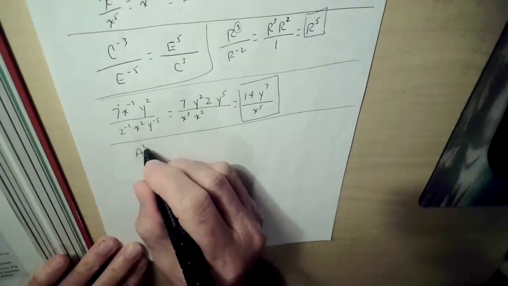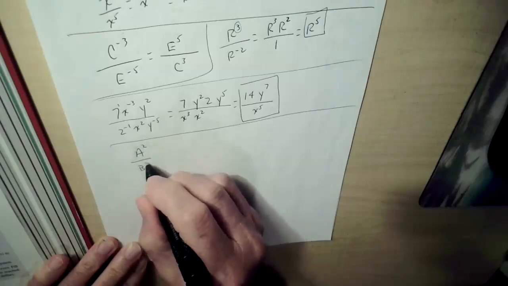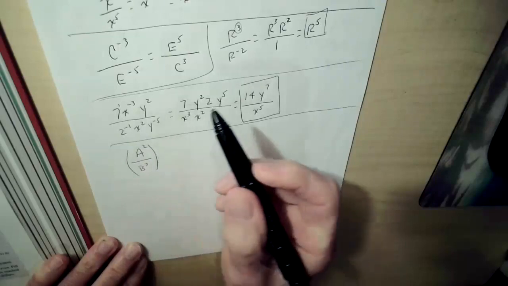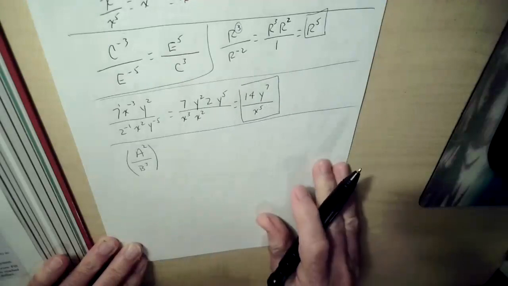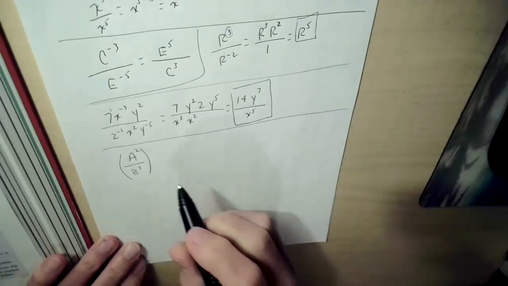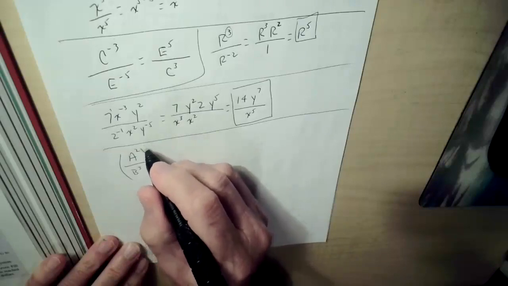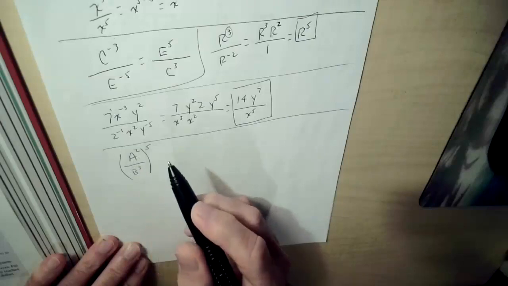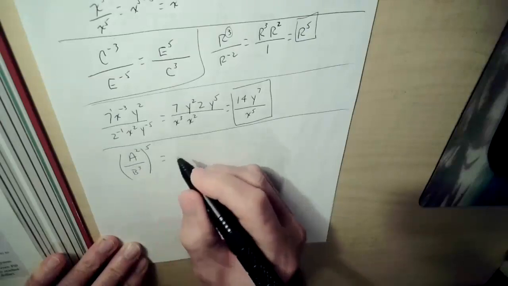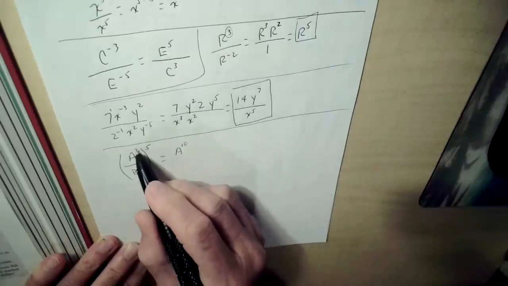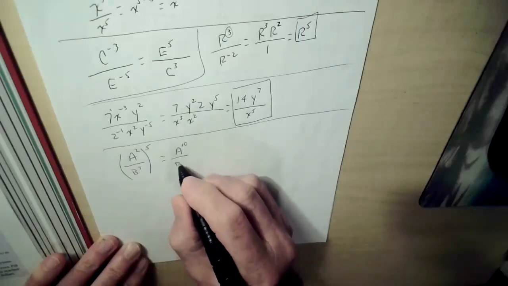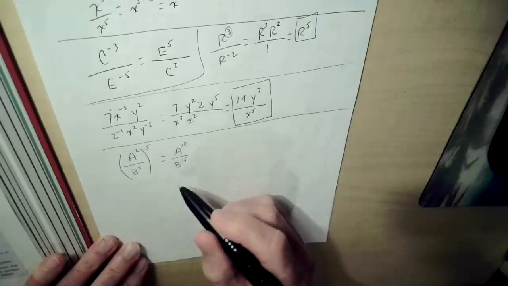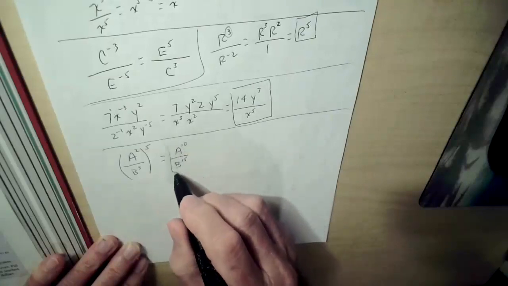Now what if you have this? A squared over b cubed, all raised to, this is the power rule. This one where you added the exponents, that's called the product rule. If you have, let's say, to the power. When you have a power raised to a power, you multiply the exponents. This is going to be a to the 10th, right? 2 times 5 over b to the, what is it, 15? Okay, is there anything we can do there? No, because the base numbers are different.